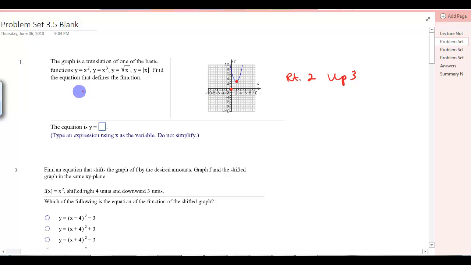Now, I know this is going to be y equals, so I don't have to write that. It's going to be something with x squared. All right, up 3 means I'm adding 3 here. Right 2, remember right is negative, so we'll have -2, and that's what goes in that box.